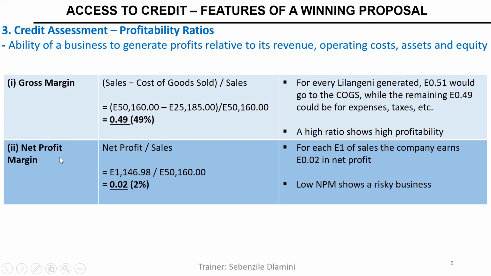The next one is net profit margin. You calculate this by dividing net profit by sales. In this case, the ratio is 0.02 or 2%. It means that for each lilangeni of sales, the company earns 2 cents in net profit. It is a low net profit margin. A low net profit margin shows a risky business.